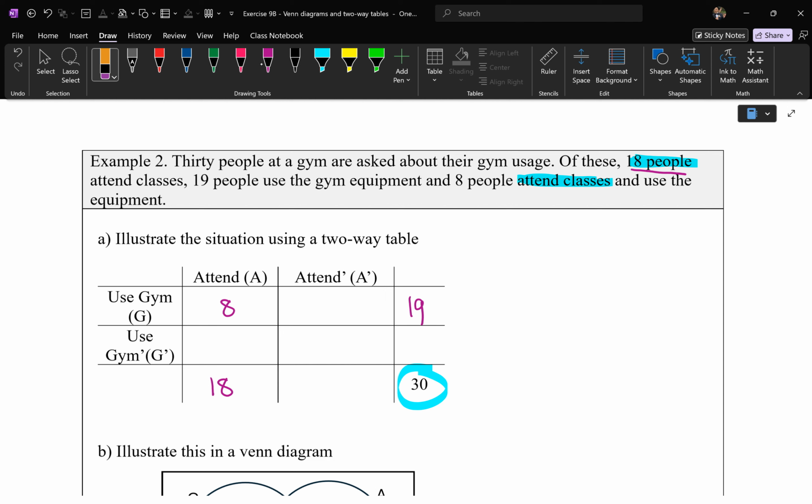Which is funny because, well, for you to use the gym equipment, you probably have to attend the classes. Oh, actually, no, attending classes is different to using the gym. So you might go to the gym, but you might not attend the classes. You might go to the gym and then just use the gym equipment.